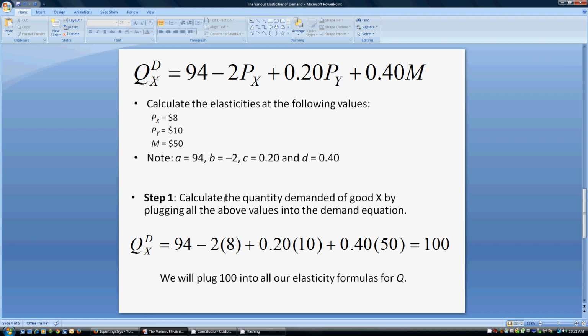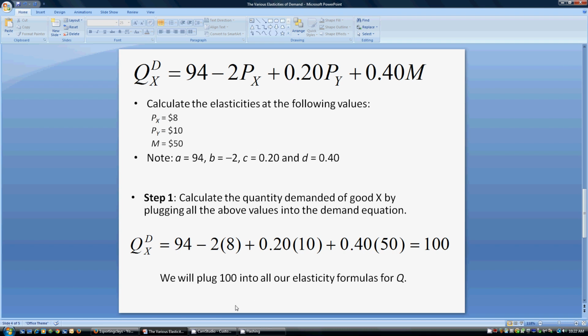So our first step in this is to just plug all of these values that you were given into our linear demand equation and solve for Q. So if PX is $8, we're going to plug in 8 right here for the PX term, so it's minus 2 times 8 plus 0.2 times the price of good Y. Price of good Y is $10, and so on. So after making all our substitutions, we find that consumers would buy 100 units at these given values in the marketplace.